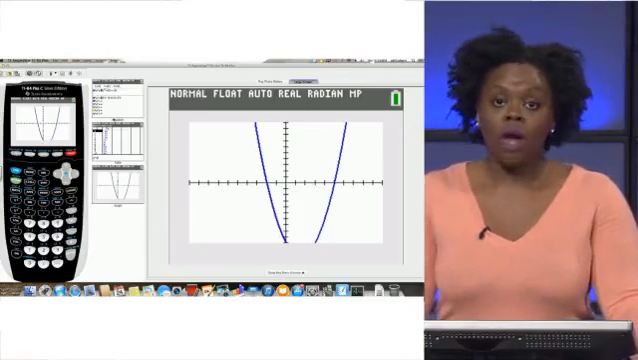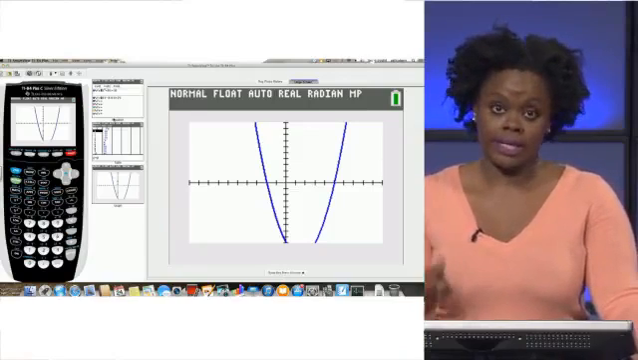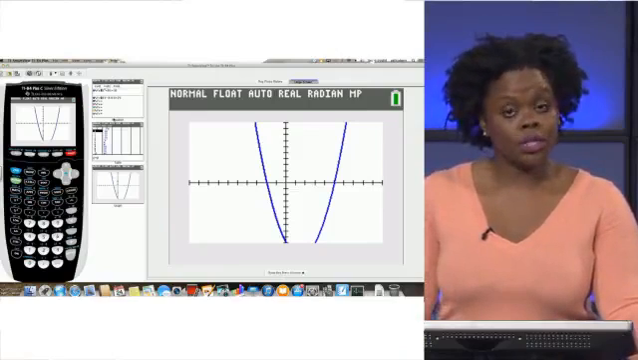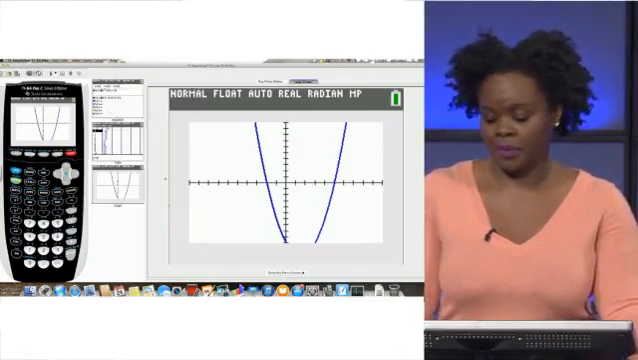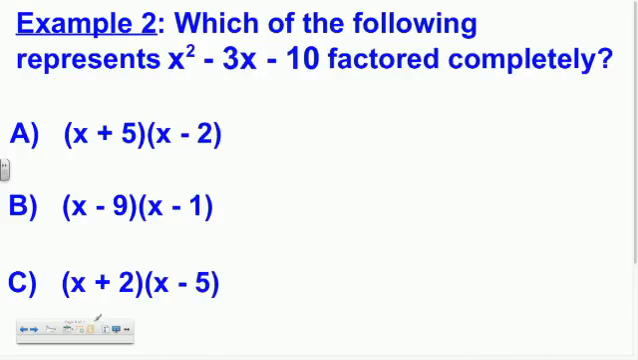Okay, so now I'm just going to check our answer choices against this parabola and see which one's going to overlap it. Let's look back at our problem and see what A was, so we know what we're going to plug in there first. For A, our factors were x plus 5, x minus 2. So that's what I'm going to go ahead and put in y2.